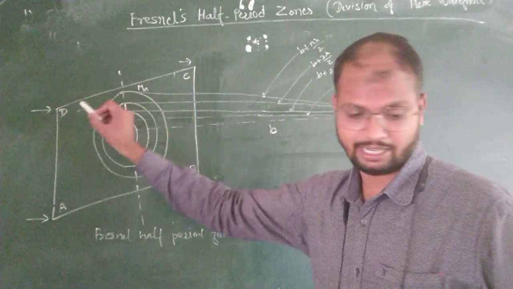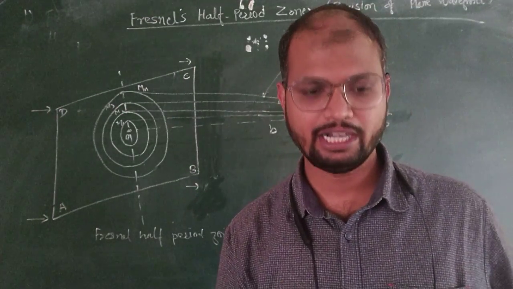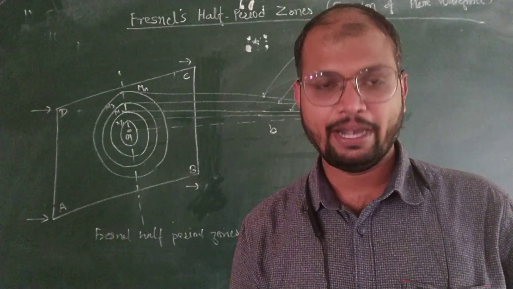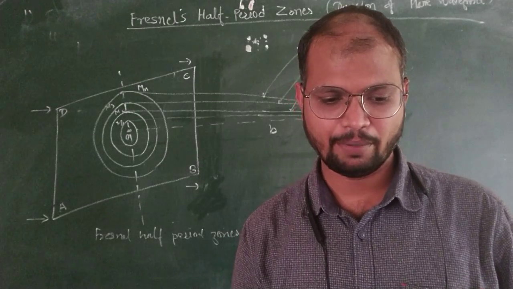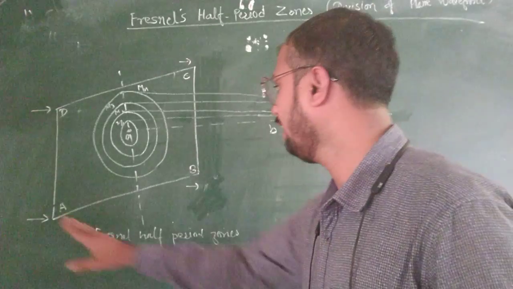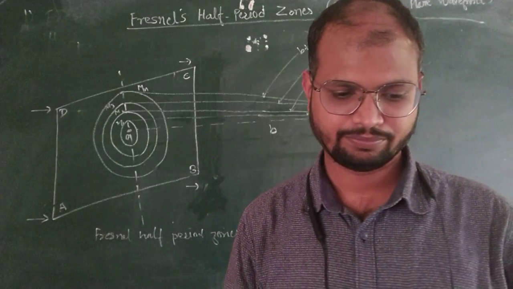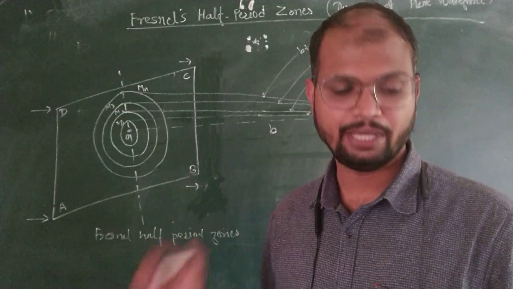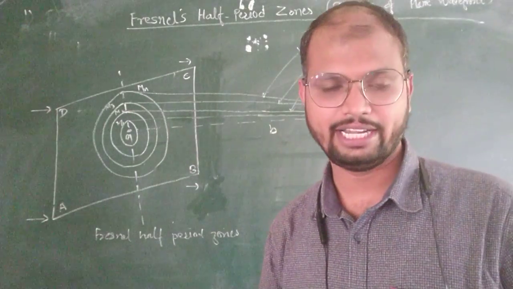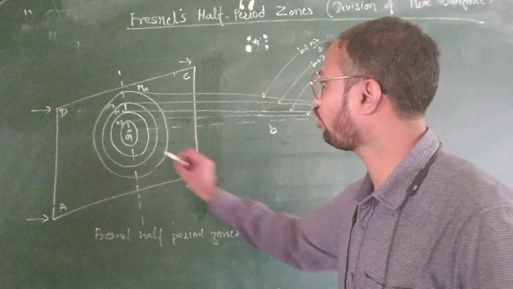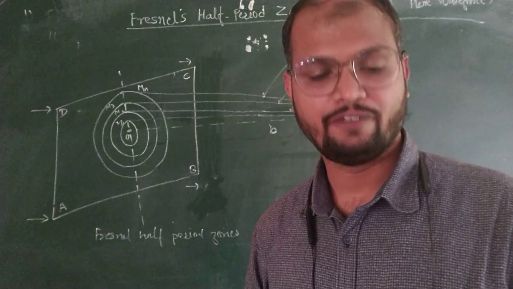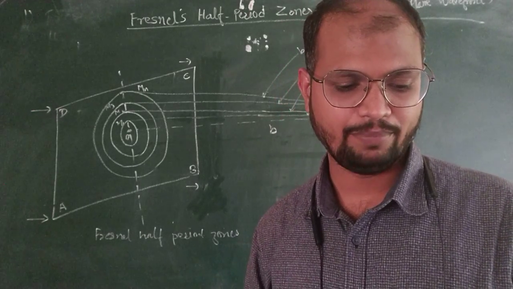ABCD. Consider a plane wavefront ABCD of monochromatic light perpendicular to the plane of the paper, of wavelength lambda, propagating in the direction from left to right as shown in this figure, and let P be any external point at a distance b from O on the wavefront, where O is called the pole of the wavefront.